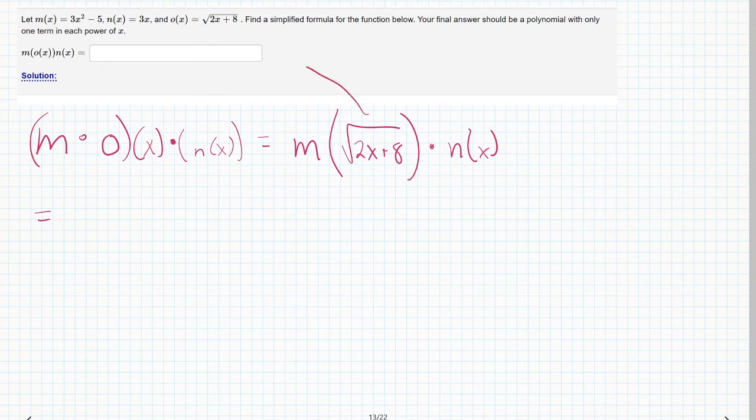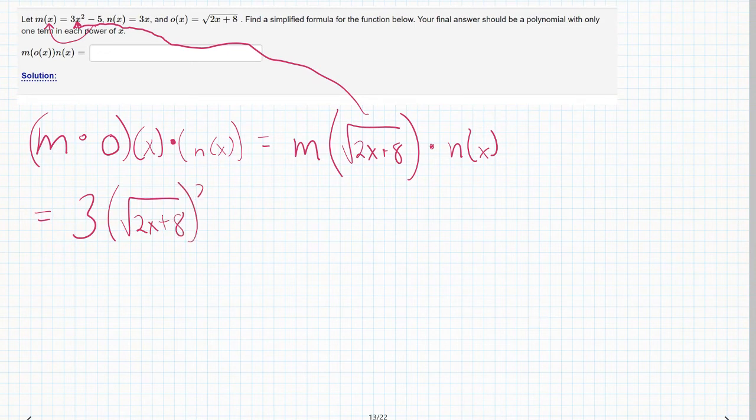So this thing is equal. What does that mean? Well, it means the square root of 2x plus 8 is going to go in wherever we see an x, because notice how it replaced that x right there. So it's going to replace the x in the m function. So that means we go 3 times the square root of 2x plus 8, the quantity squared, minus 5. Right? And then times n of x, which is 3x. Okay, so this is n of x for that part.